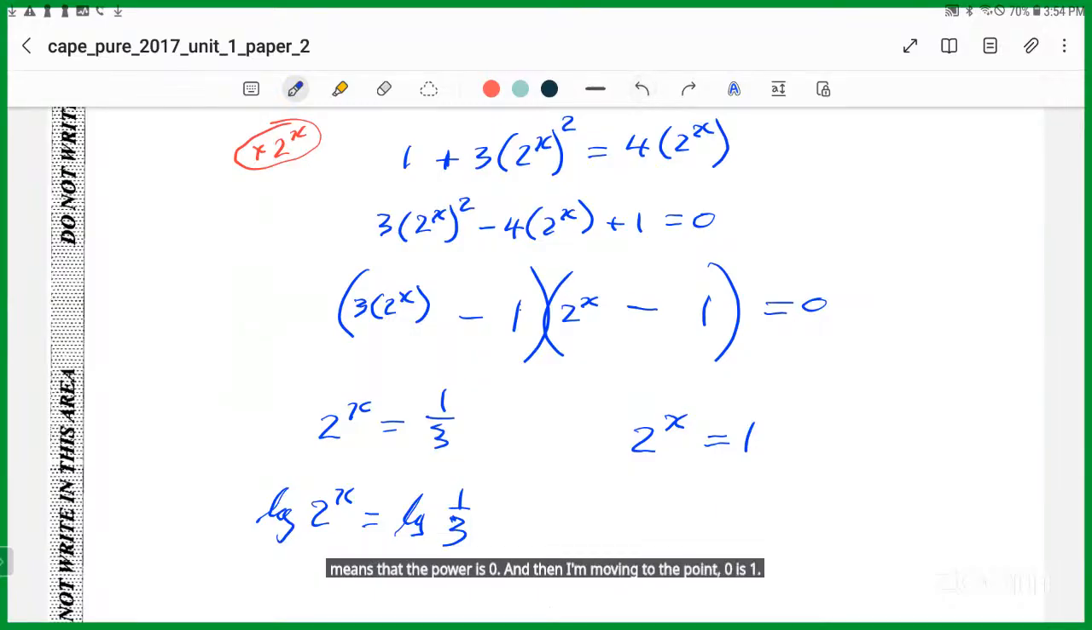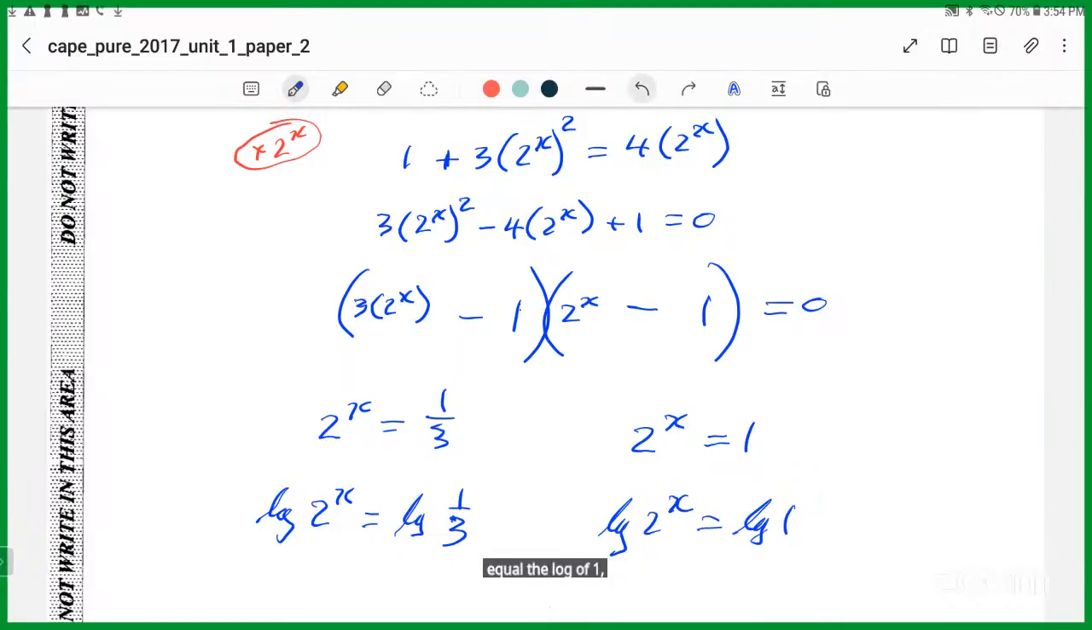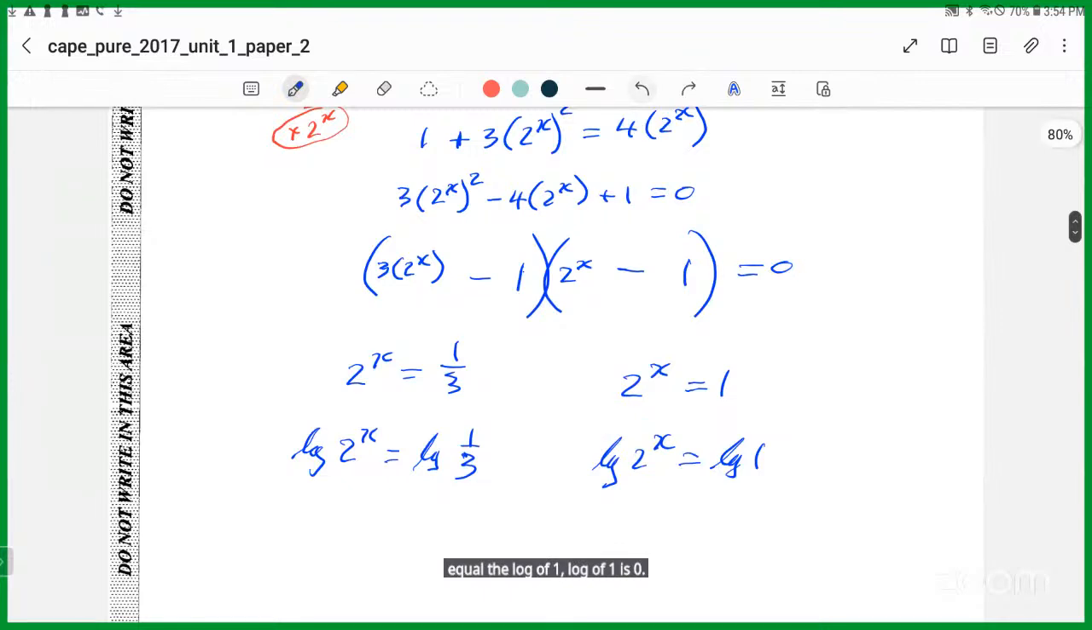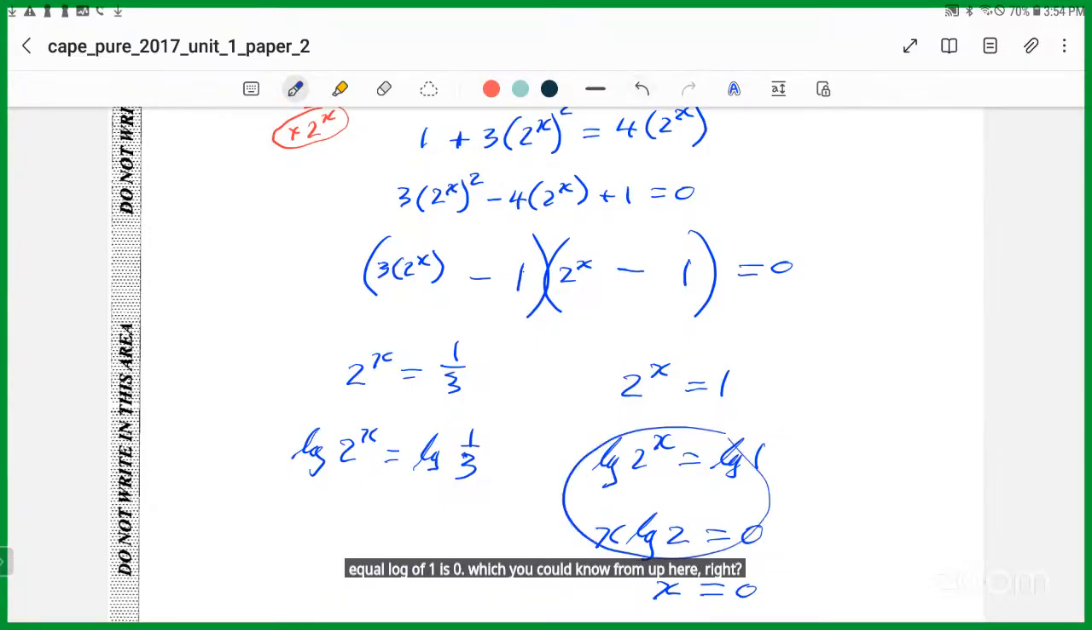If you want to follow through and take logs, you're going to get the log of 2 to the x equals the log of 1. Log of 1 is 0. This x comes to the front, you get x log of 2 equals, but log of 1 is 0. And so the x equals 0 over here, which you could know from up here. Right? Didn't need these steps.